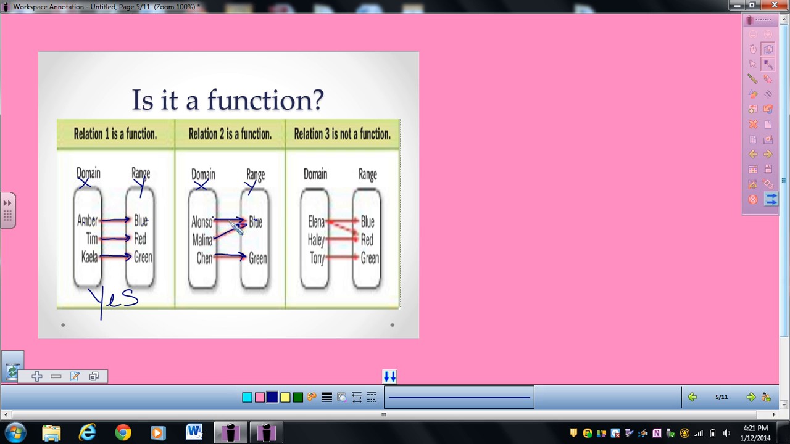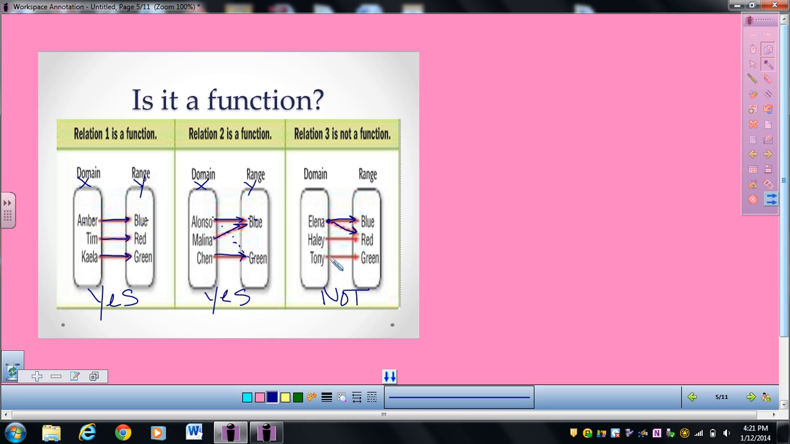If Alfonso had blue and green, then it would not be a function. But because he only has blue, that means, yes, it's a function. Check this one out. This one's not a function because look at what I just said here. Elena has blue, but she also has red. That right there, the fact that Elena has 2 things over here, that makes it not a function.